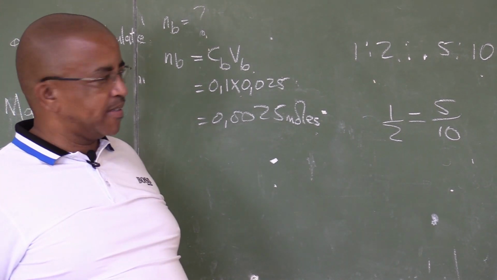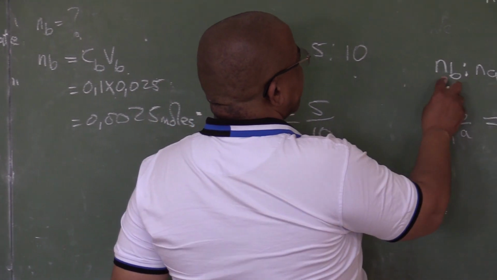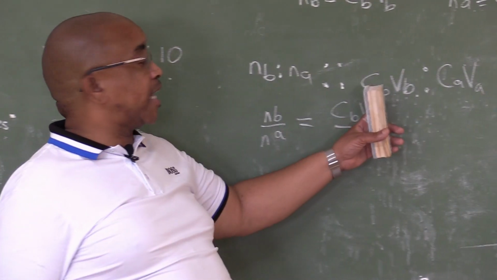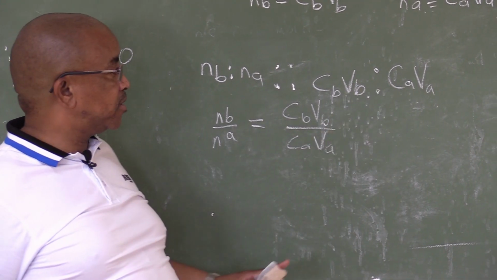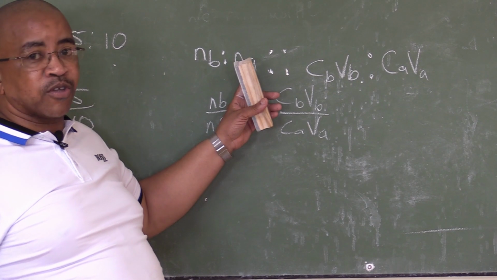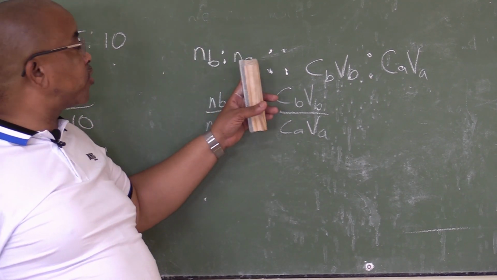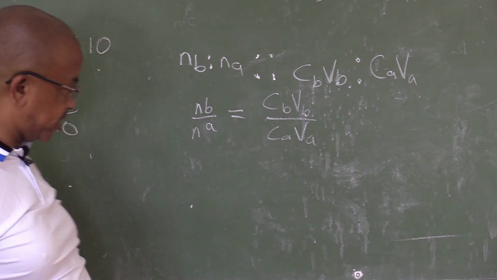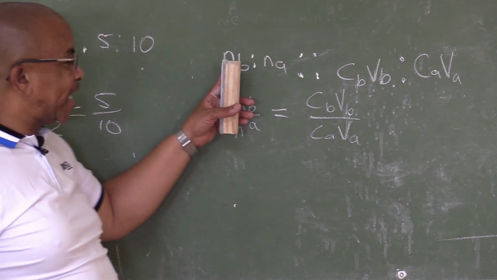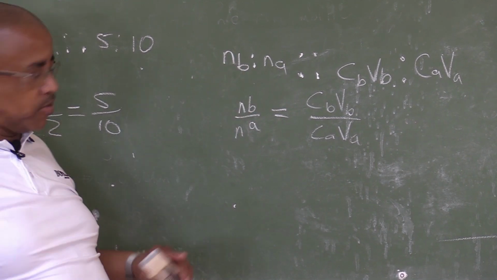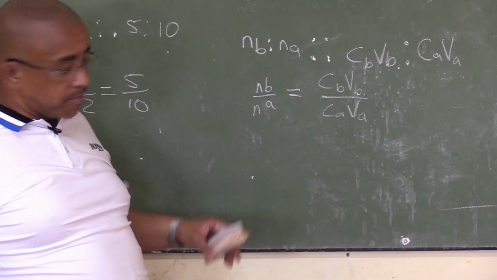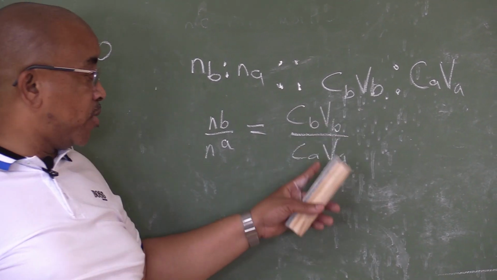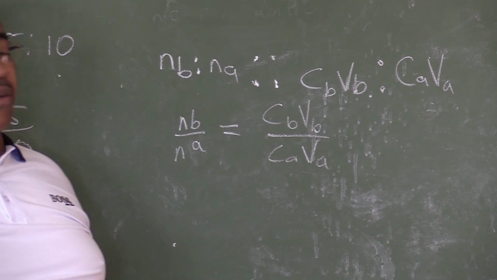So we are going to express kanjani. Number of moles of base is to number of moles of the acid is as concentration of base volume of base is to concentration of acid volume of acid. Njengoba ngiqale ngebase ku-equation iba ngaphezulu, kulandela i-acid nangalena nama-concentration ebase azoba ngaphezulu, ngapha kuba i-ratio.